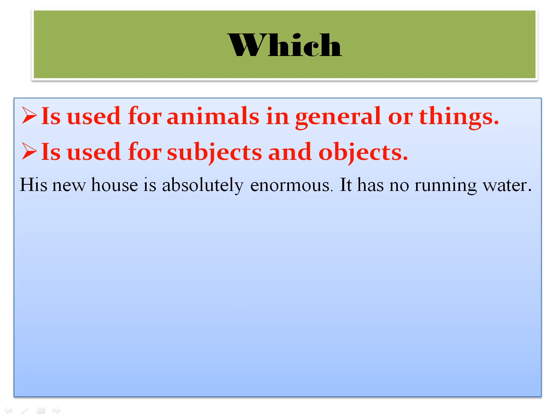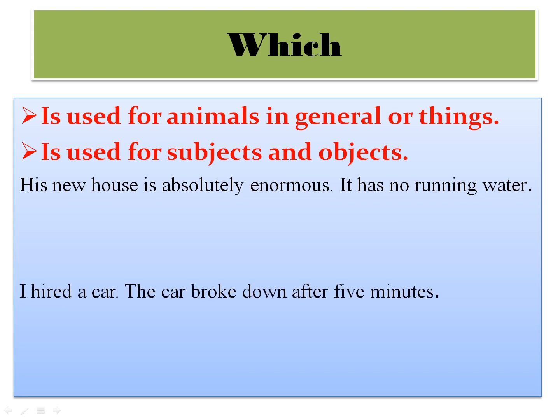Example: his new house is absolutely enormous. It has no running water. Another example: I hired a car. The car broke down after 5 minutes. Now look here. In the first sentence, we have his new house, which is the subject of the sentence. And in the second sentence, we have it, the pronoun which refers to his new house, which is also the subject of the second sentence.